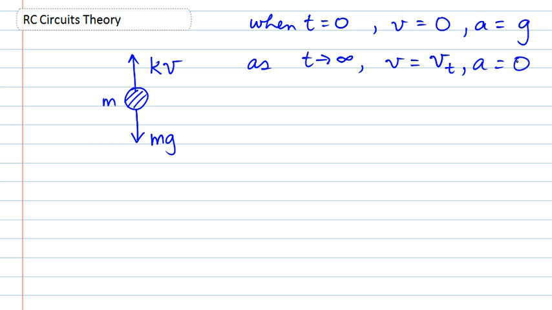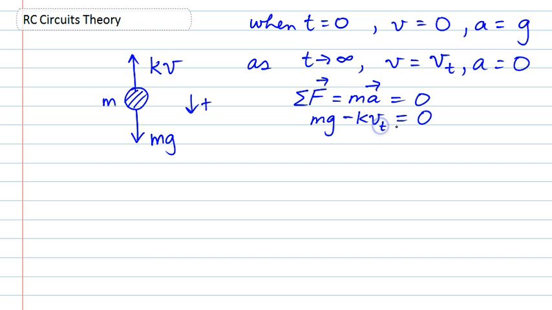At that time, if the acceleration is equal to 0, we can say that the sum of the forces, equal to ma, is equal to 0, and we'll say for fun that downwards is positive. So mg minus kv is equal to 0. When a is 0, this is our terminal velocity, and v_t is simply mg over k. So k has units that will make this work.